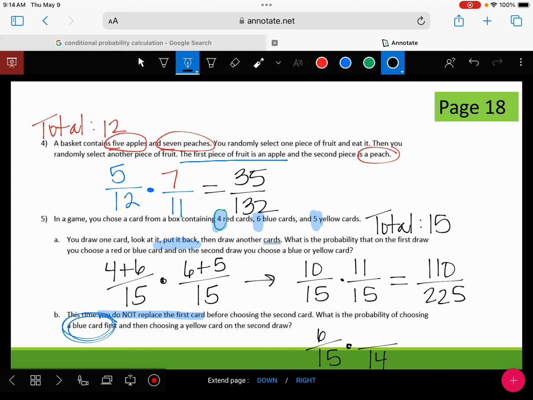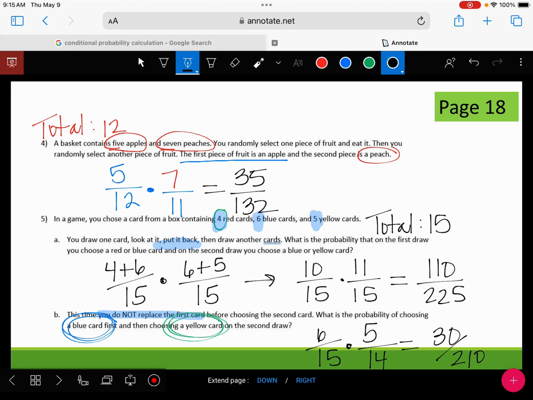What's the probability that I get a yellow? How many yellow cards do we have? 5. All right, pick up your calculators. Take 6 times 5. And then 15 times 14. And that would be 210.